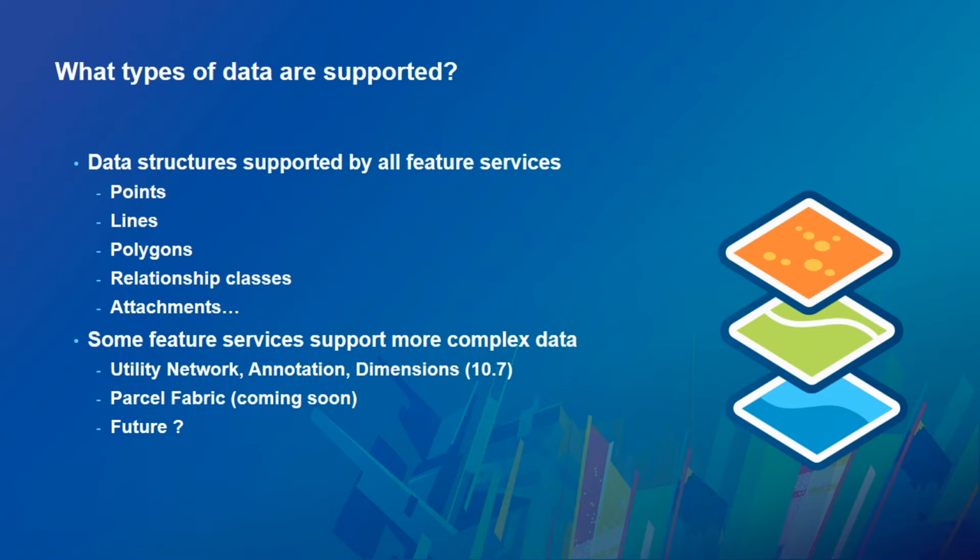So data supported in feature services includes all of the items I've listed here. We can have points, lines, polygons. You can have relationship classes between your tables and layers. You can have attachments. You can have domains on your fields. All of that is supported through all feature service types. Some feature services support more complex data, such as utility networks or our upcoming parcel fabric.